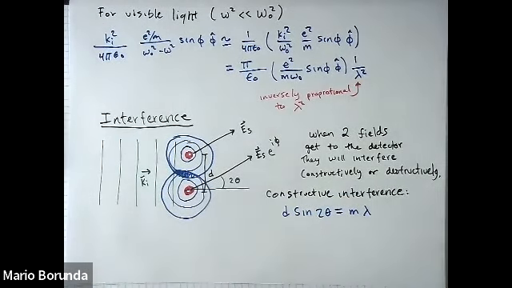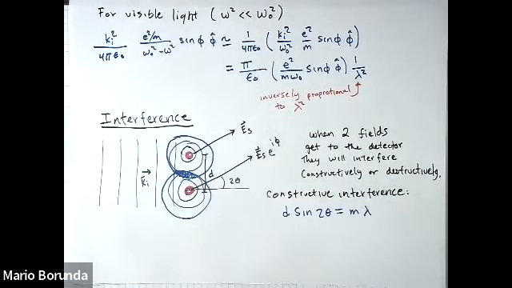You might have seen this in the double slit experiment from modern physics, because this is the same formula. Here we have a separation, the distance between the two slits in the double slit experiment, and then we have an angle, 2 theta. If sine of 2 theta times that distance is equal to a multiple of the wavelength of the light, then you've got constructive interference.